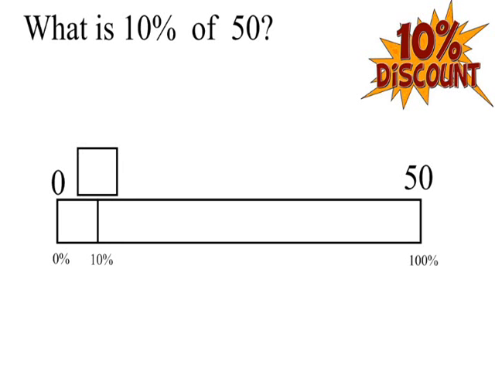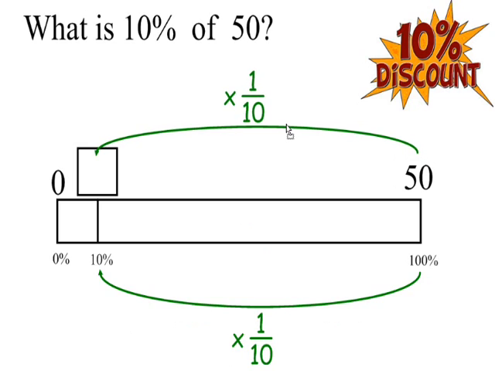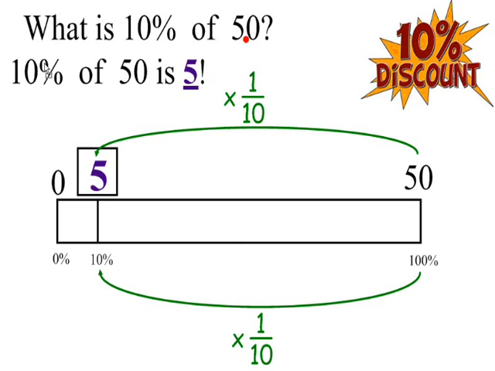10% is 1/10 of 100%. So we need to find 1/10 of 50 to keep our scale factors the same. To find 1/10 of a number, I can move my decimal point one place to the left because finding 1/10 of a number is the same as dividing by 10. So 1/10 of 50 is 5. 10% of $50 would be $5, and we'd save $5 off the price of our athletic shoes.